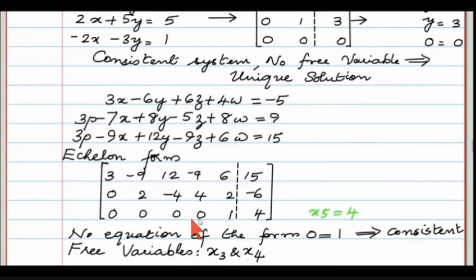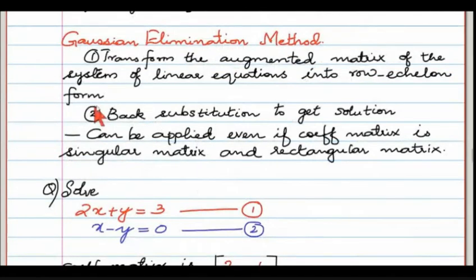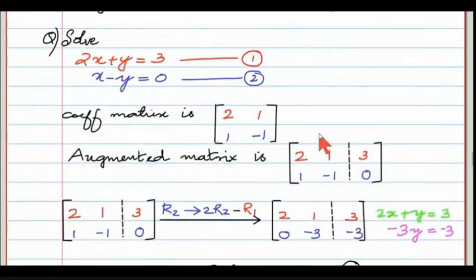Gaussian elimination method. First of all, we have to transform the augmented matrix of the system of linear equations into row echelon form. Then back substitution to get the solution. Actually this can be applied if the coefficient matrix is a singular matrix or a rectangular matrix. Some questions. So this is a set of equations. The coefficient matrix is denoted like this. And the augmented matrix is, in addition to the coefficient matrix, we have to add the constants also.